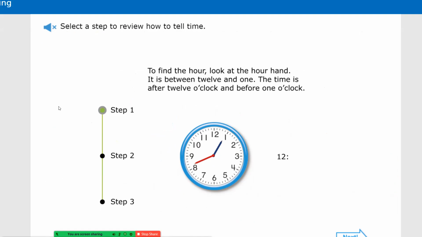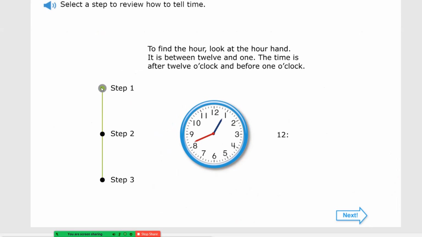Select a step to review how to tell time. Okay, so here let's take a look at this. To find the hour, we're going to look at the hour hand. You're going to figure out that your hour hand here is between the 12 and the 1. It hasn't reached the 1 yet, so we're not in the 1 o'clock hour yet. We're still in the 12 o'clock hour.